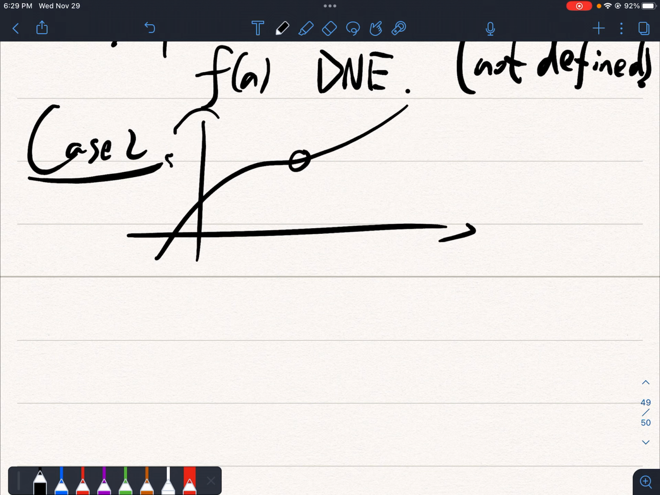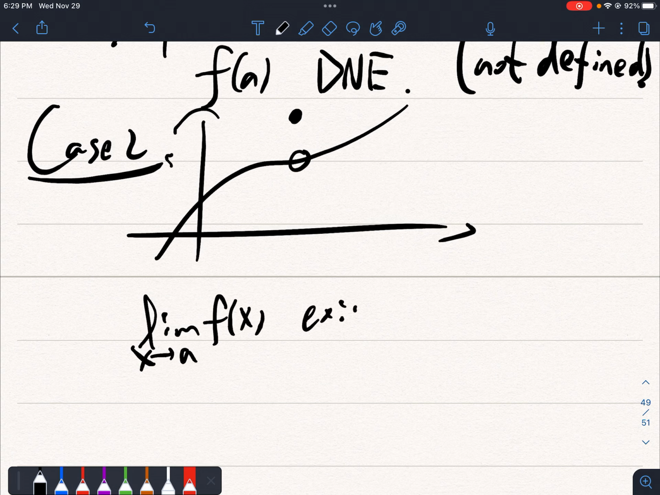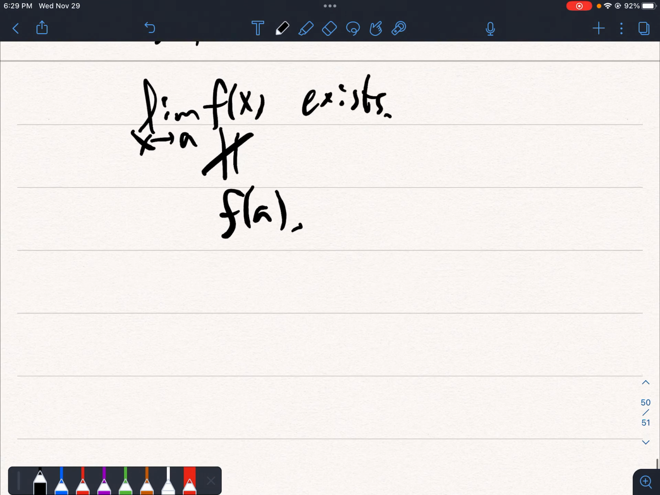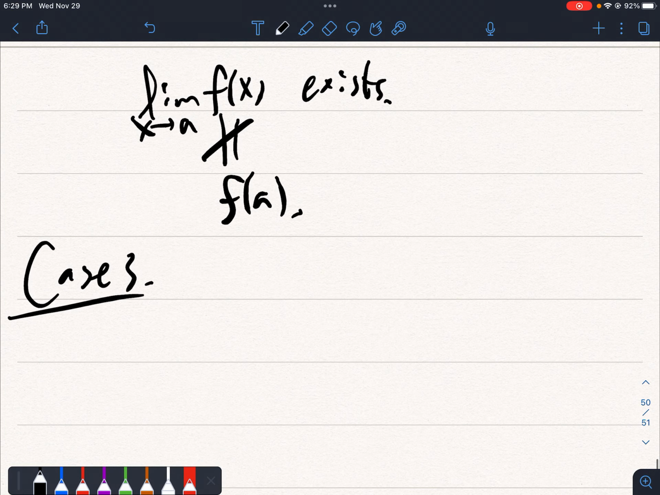The second case is that, for example, the limit exists and it is defined, but it's defined somewhere else. So this is the case when the limit at a exists but is not equal to the value at a. Okay, so even if the value is defined, and even if the limit exists, it doesn't need to be continuous. For example, this is not continuous.